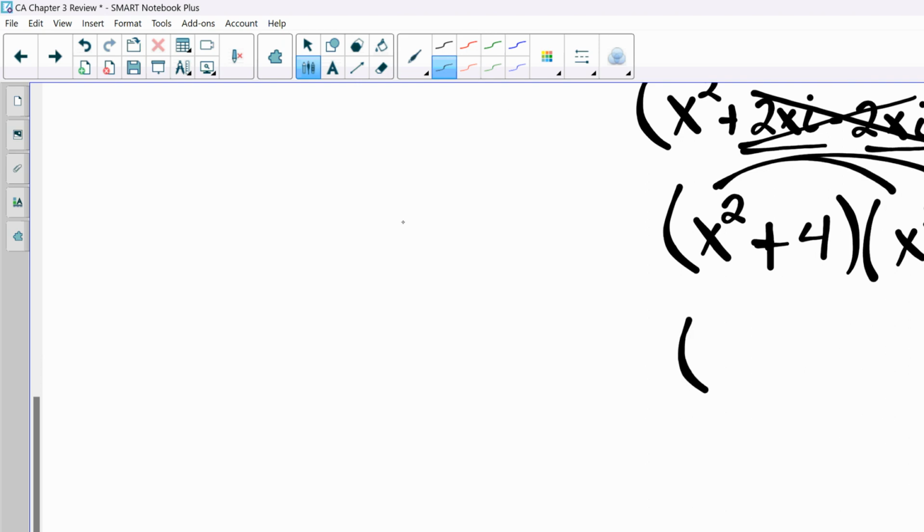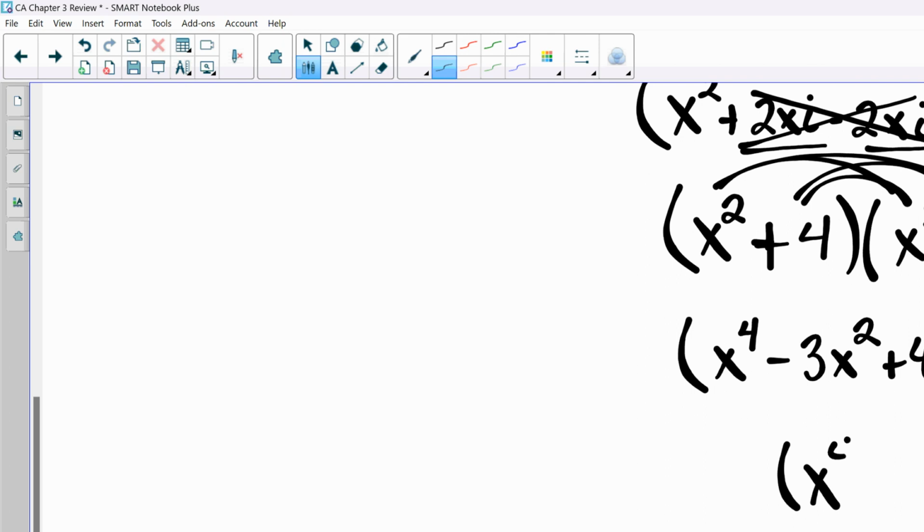So we can say x squared times x squared, which is x to the 4th. X squared times negative 3 is negative 3x squared. And we multiply by 4. 4 times x squared is plus 4x squared. 4 times negative 3 is negative 12. And again, before I multiply the last 2 together, I would combine like terms, because it's going to make it a little bit easier to multiply through.